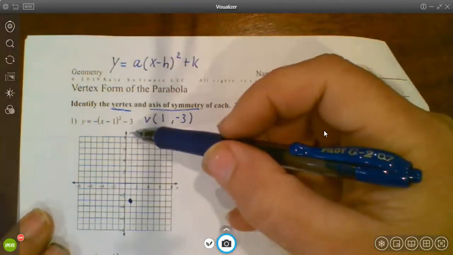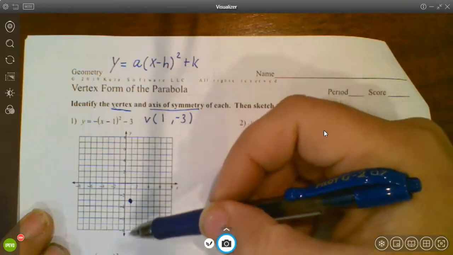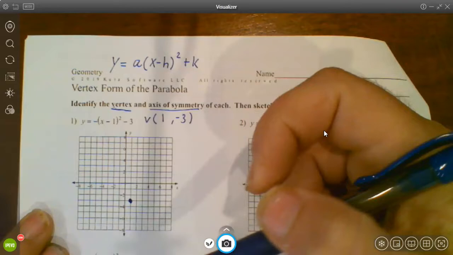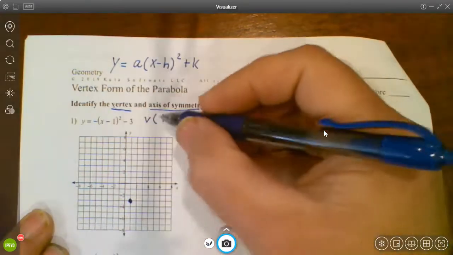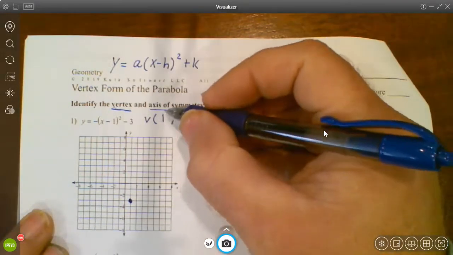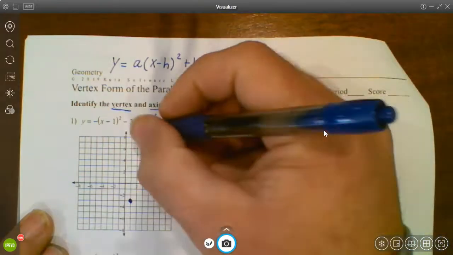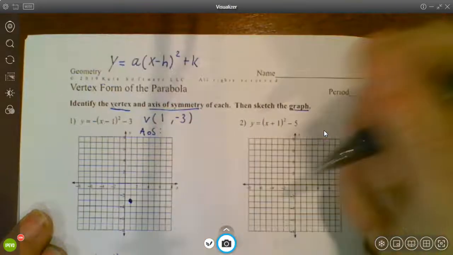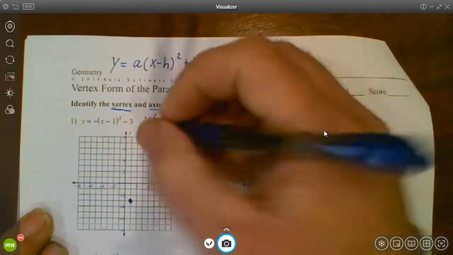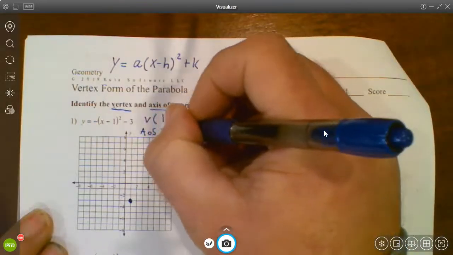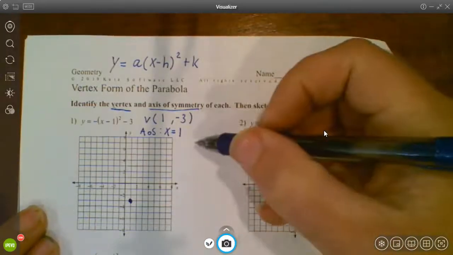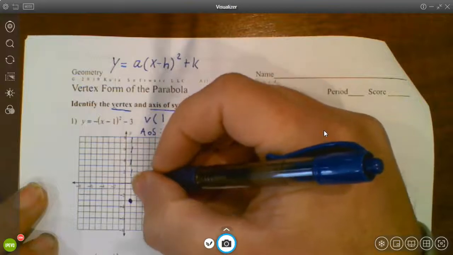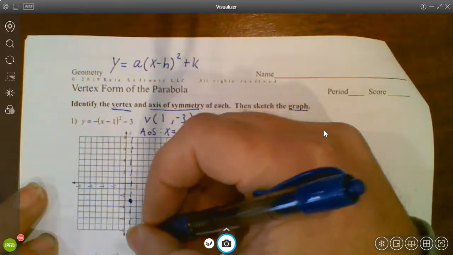Remember, there's a vertical line that runs right through the middle of this graph, right through here. That vertical line we always write as x equals whatever h is. So x equals h is the equation of that line. So we're going to say axis of symmetry, and I'm going to abbreviate that AOS. We're going to write it as x equals whatever our value for h is. So there's a vertical line that goes right through x equals 1. It looks like this. That should go right down the heart of our parabola.